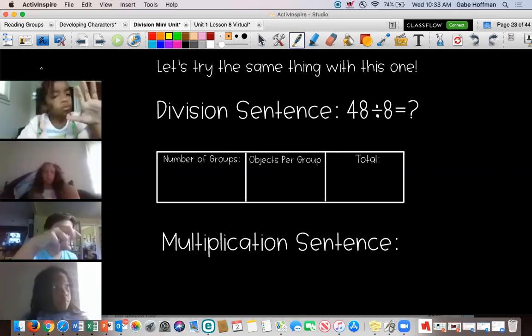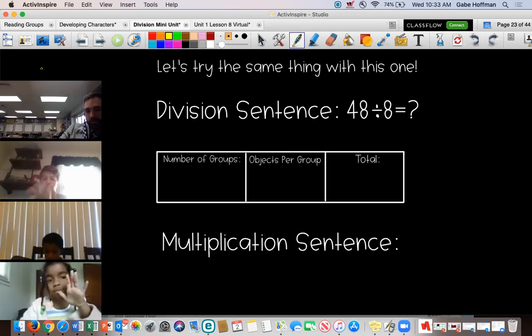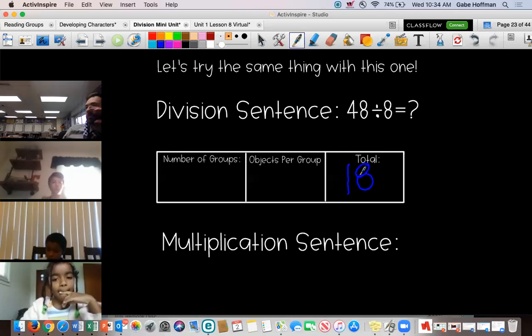Where am I going to put 48 in this chart? The number of groups. Not the number of groups. Ania, where am I going to put it in this chart? Total. Yep, we're going to put it in the total. I don't know why I just wrote 18. It's on the last one. Just ignore that. Okay, where am I going to put the 8?